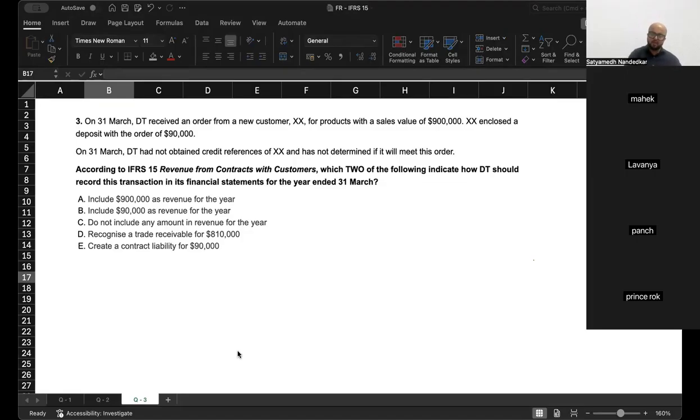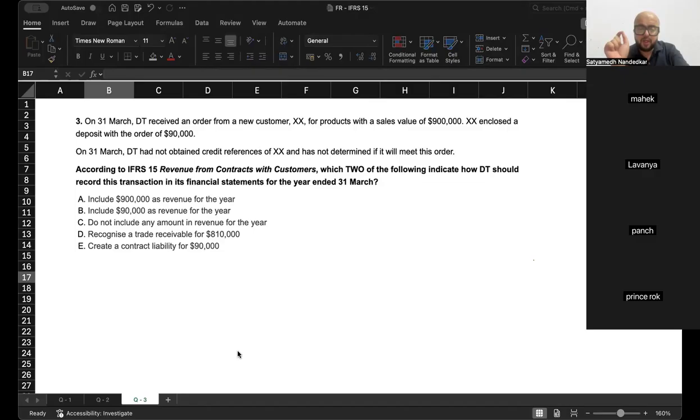What is promise under the contract? To basically hand over the product to the customer. Only then the performance obligation will be complete. On 31st of March, it is probably trying to evaluate the credit rating of this particular customer. तो अभी तक it has not determined whether it will meet the order or not. So performance obligation अभी तक fulfill नहीं हुआ है. Promise under the contract has not been fulfilled.